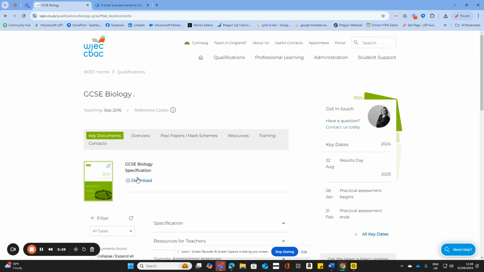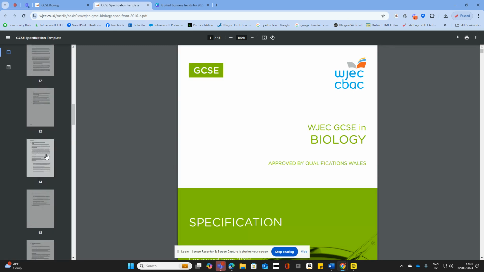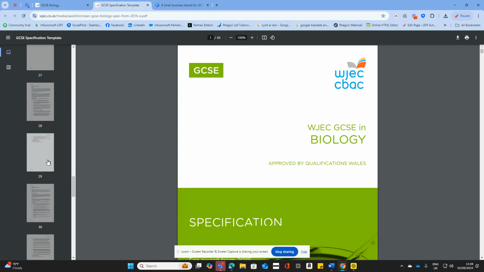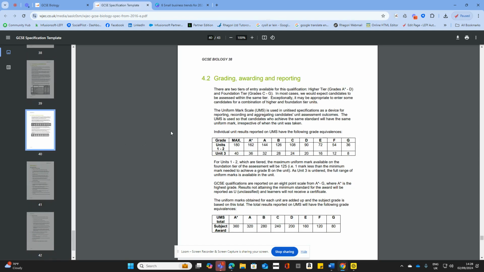But if I look at the course specification here and download it, you have all the information about the course. Crucially, what we're looking at today is the results right near the end. Here, the grading, awarding, reporting. So this gives you information about what the grade boundaries are for each unit. Now, units 1 and 2 are the examinations. So if you're in year 10, you're at unit 1 in biology. It tells you that you need 108 to get a C, 126 to get a B, and so on.